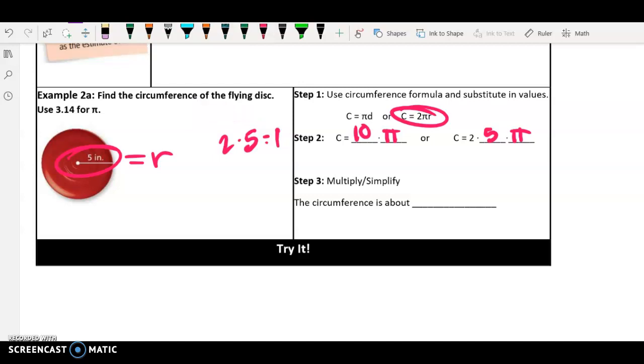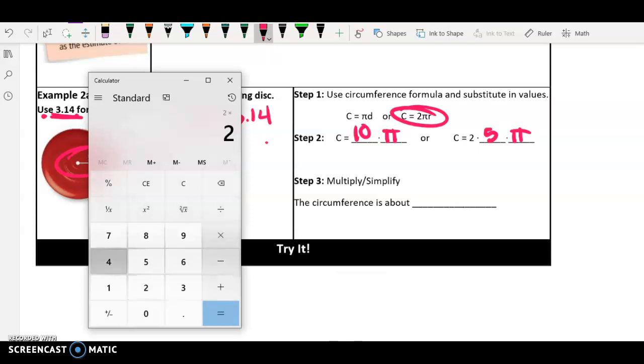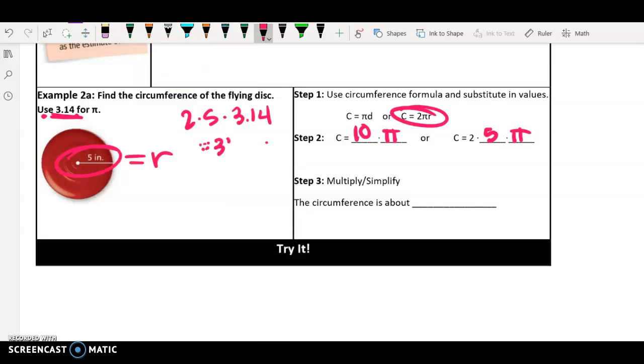Now we're going to multiply and find the circumference. So 2 times 5 times pi, which they told us to use 3.14. We're just going to do 2 times 5 times 3.14, and we get 31.4. So that is my circumference: 31.4 inches.